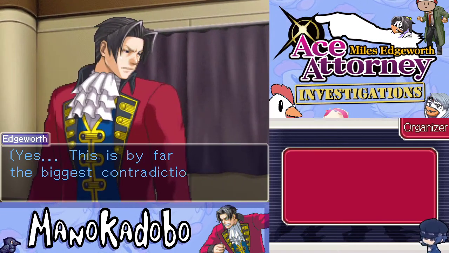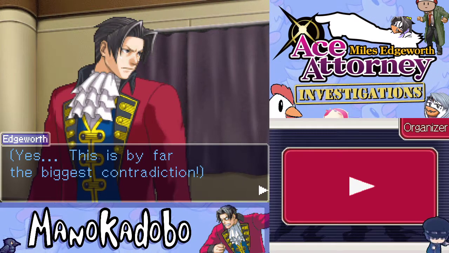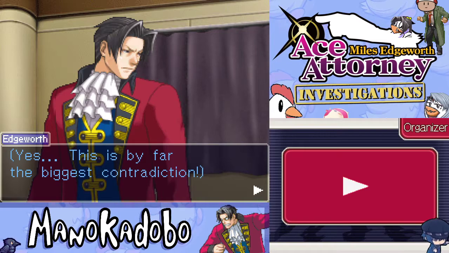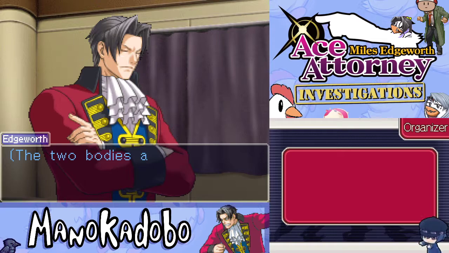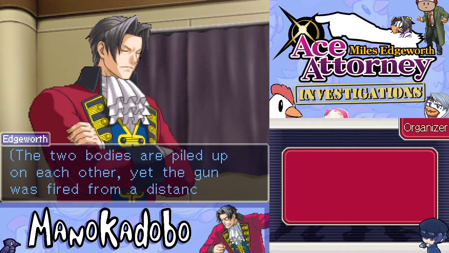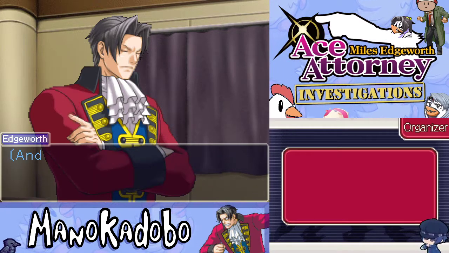Why does everybody act like they've been stabbed when they've been proven wrong? It's how much they have faith in their own argument just to be torn apart. Yes, this is by far the biggest contradiction. If only I pointed it out sooner. The two bodies are piled up on each other, yet the gun was fired from a distance.